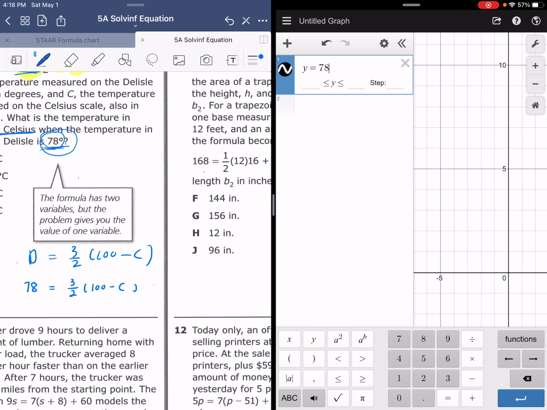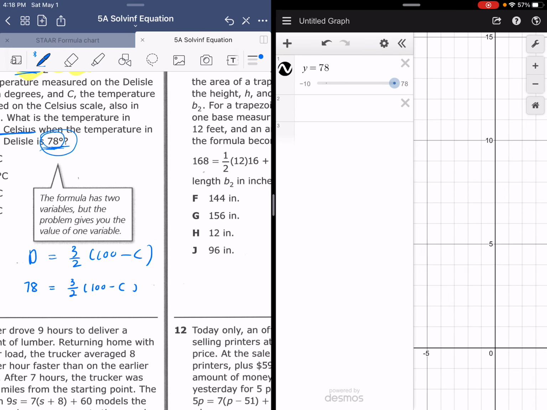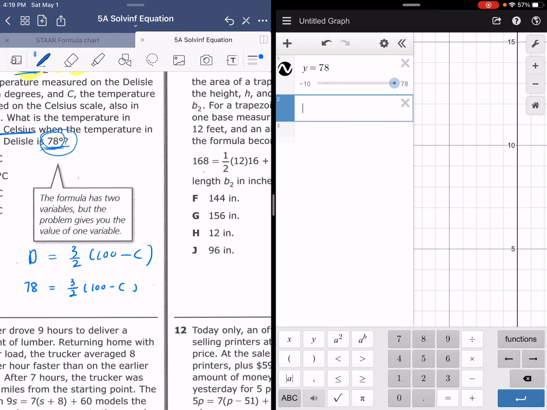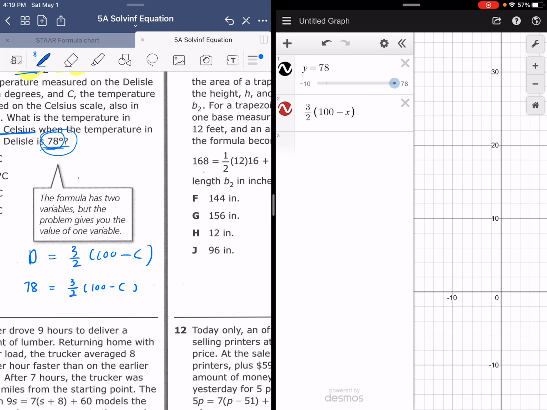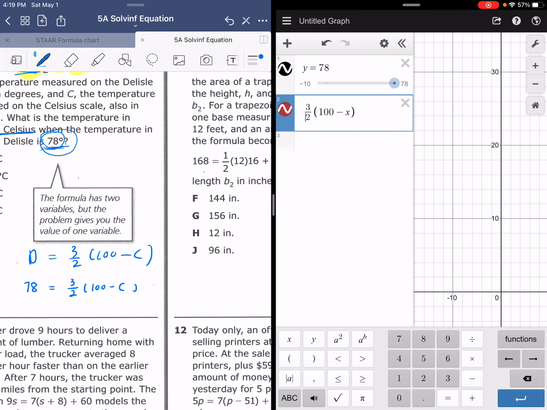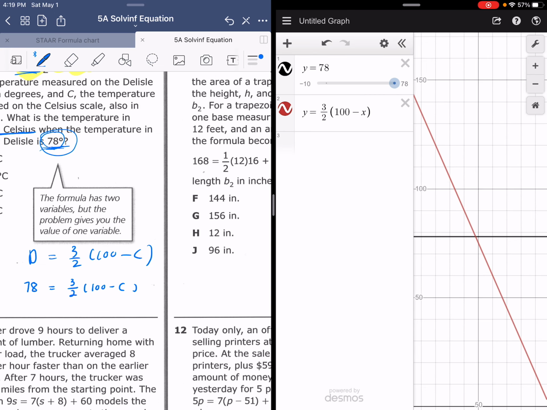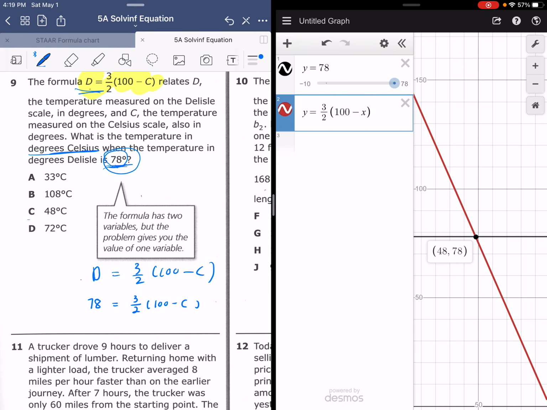Y equals 78. So it's going to be way up, because do you see this grid is 10, 15 right now, but it's going to be at 78. Don't even try to touch this bar. It should be 78, okay? And 3 over 2, 100 minus x. You cannot use C, you gotta use x, okay? Now here we go. Oh, I forgot to put y equals. Y equals. So let's do this. Zoom out. Here, do you see this intersection point here? 48. So that's gonna be our solution. Okay.